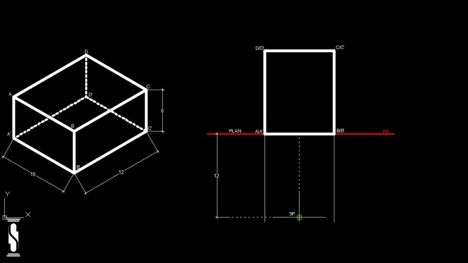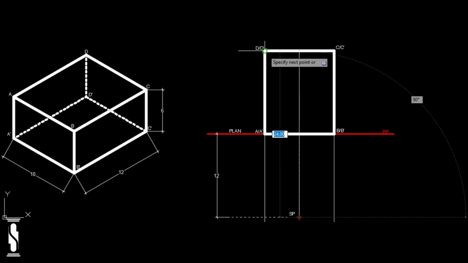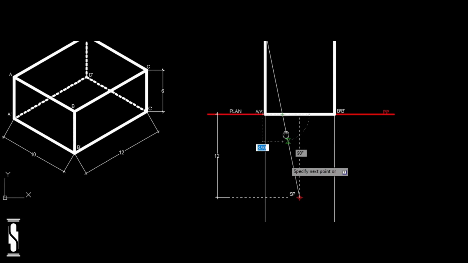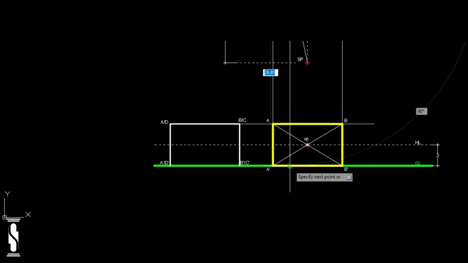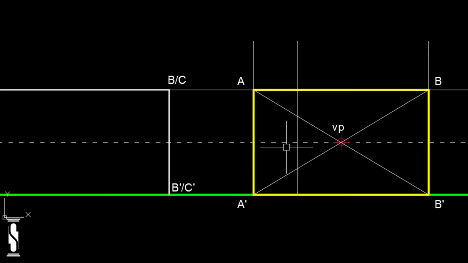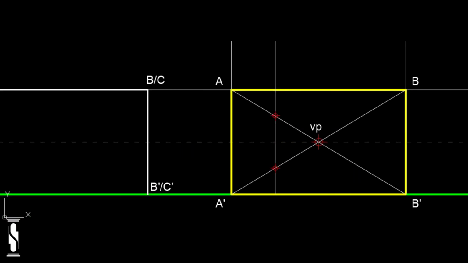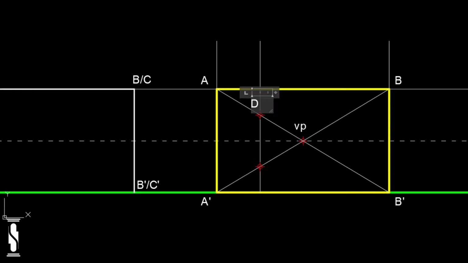So, drop a visual ray from the station point to point D of the plan, and wherever this visual ray intersects the picture plane, drop a vertical projection line from that point towards the ground line. We can clearly see that this projection line is passing through the receding line originating from points A and A'. Wherever this projection line intersects the receding line, name the upper point D and the lower point D', as point D' is resting on the ground.